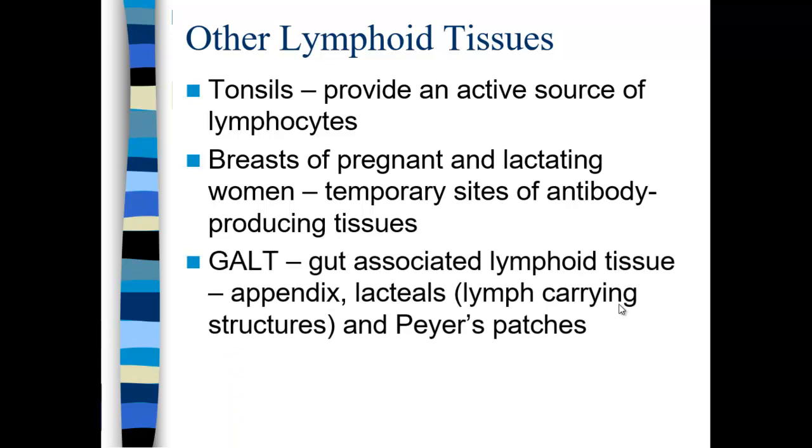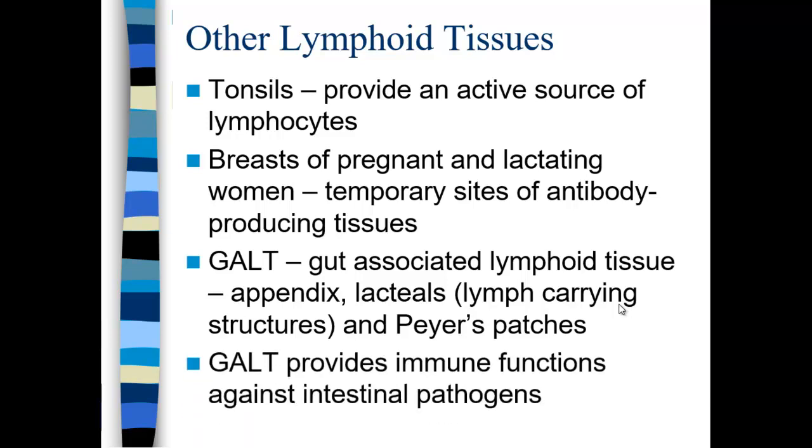And then you have gut-associated lymphoid tissue. This is like MALT, only it's GALT. And you see this in the gut, the appendix, lacteals, which are not a part of the gut but are associated with GALT, and also Peyer's patches, which are large cell bodies that are associated with gut lymphoid tissue. And GALT provides primarily immune functions against intestinal pathogens.